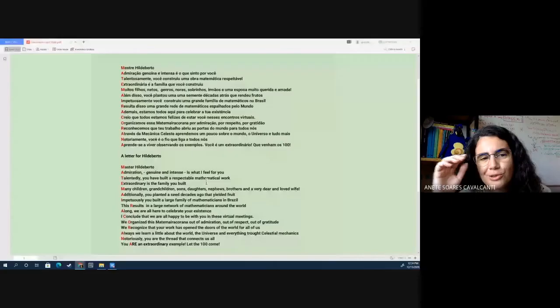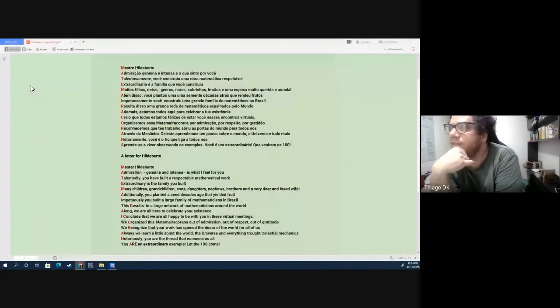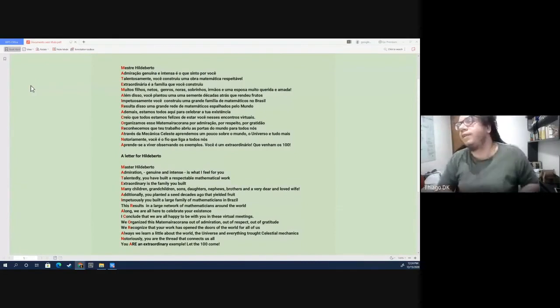I wrote a letter for Hildeberto. Then I will project it. I tried to put it in Portuguese and in English. What is the name, Anete, of the type of poem I wrote? It's an acrostic. I wrote a letter, and I use the initial of each line as a letter for the name of the event started by Hildeberto some years ago. Then I read in Portuguese.